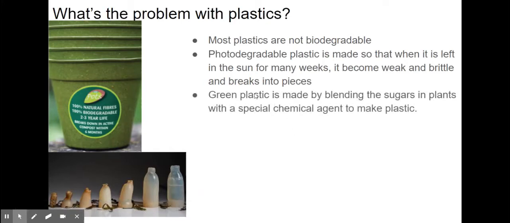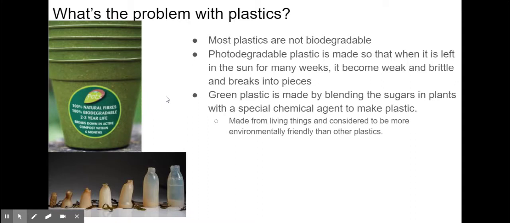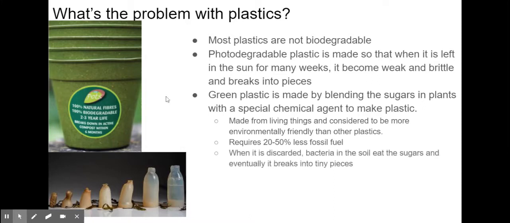Green plastic is made by blending the sugars in plants with special chemical agents to make plastic. They're made from living things and considered to be more environmentally friendly than other plastics. Requires 20 to 50% less fossil fuel. When it's discarded, bacteria in the soil eat the sugars and eventually it breaks into tiny pieces.